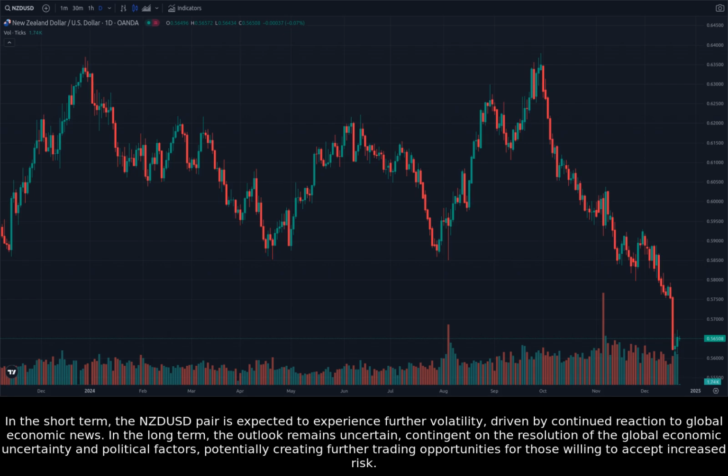In the short term, the NZDUSD pair is expected to experience further volatility, driven by continued reaction to global economic news. In the long term, the outlook remains uncertain, contingent on the resolution of the global economic uncertainty and political factors, potentially creating further trading opportunities for those willing to accept increased risk.